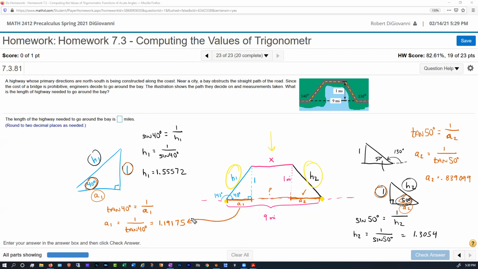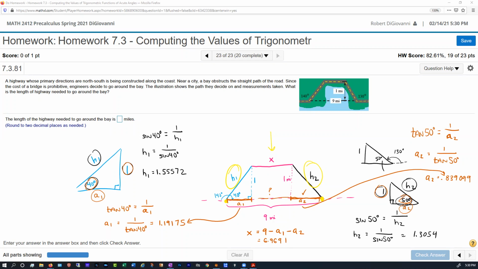All right, so I'm ready to put this together. I know A1 is this. I know A2 is that. So if the total was 9, then this piece in the middle, which I'm calling X, should be equal to 9, take away A1, take away A2. All right, so I'm going to have to do that on my calculator. 9 minus... Okay, so here's what I get for X. X is approximately equal to 6.9691. All right, let's go with that.